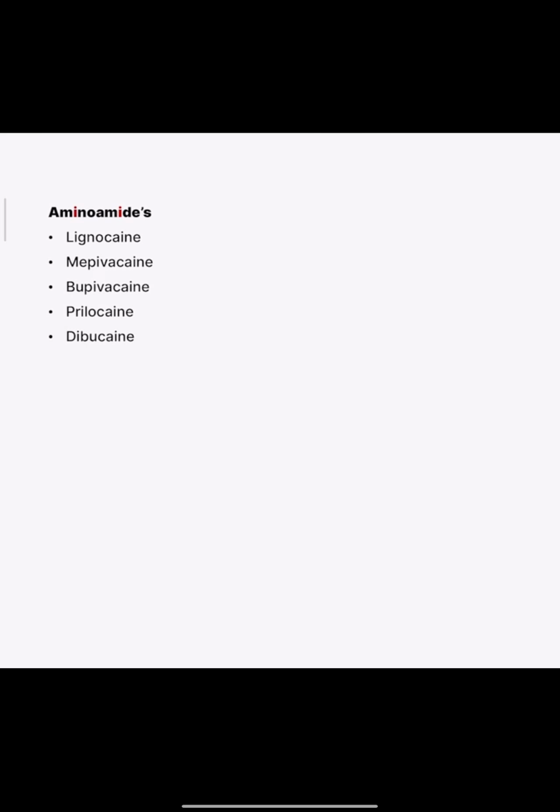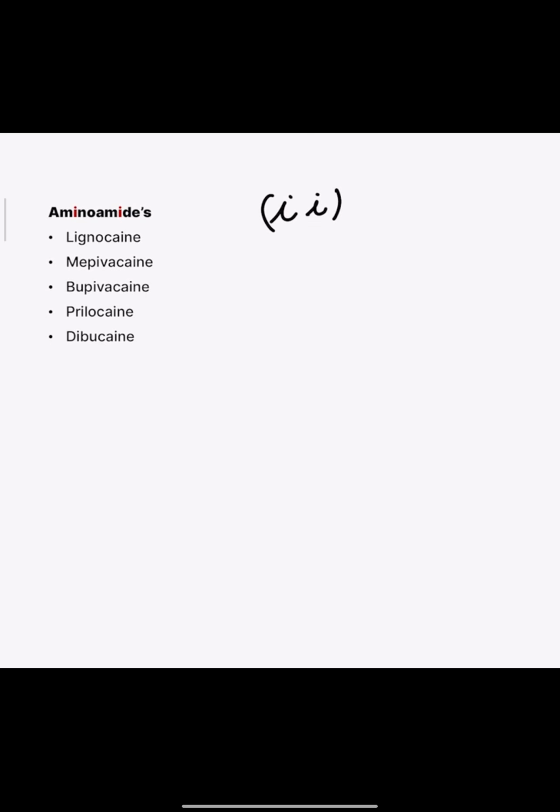Okay, next, coming to the next category, which is called amino amides. Again, the first MCQ that could come is to identify which is an amino amide. Amino ester was having one I. Amino amide will have two I's. What are the examples? Lignocaine, mepivacaine, bupivacaine, ropivacaine and dibucaine, all are having two I's, and these are amino amide local anesthetics.